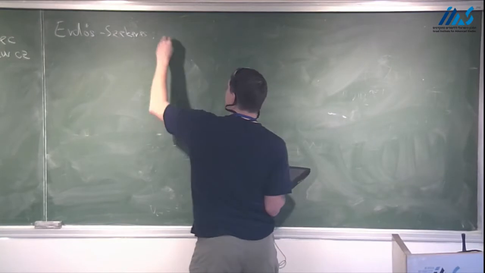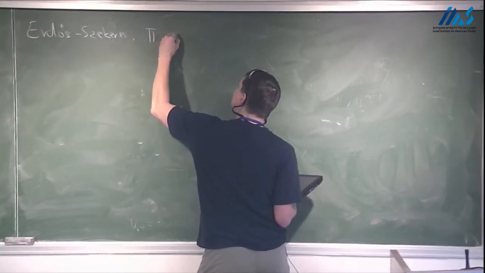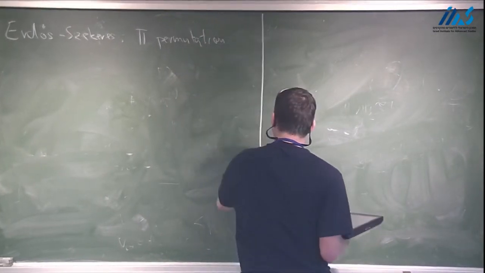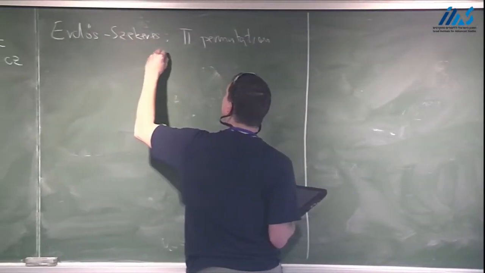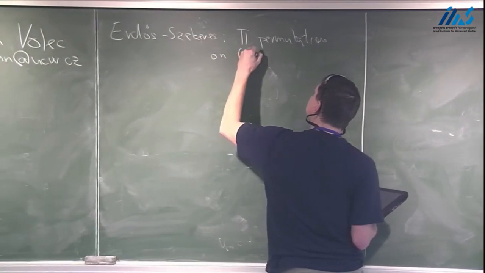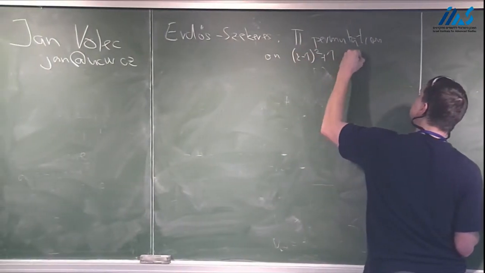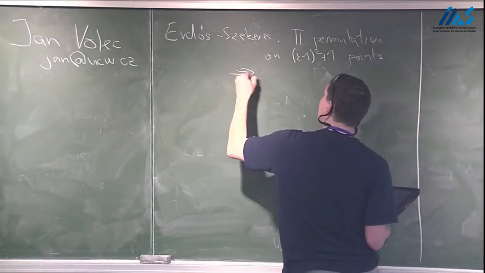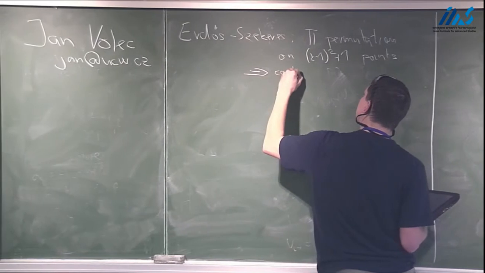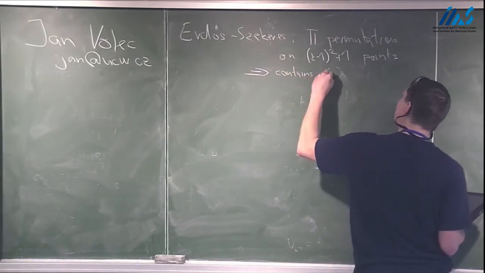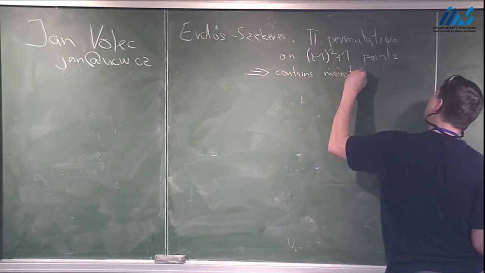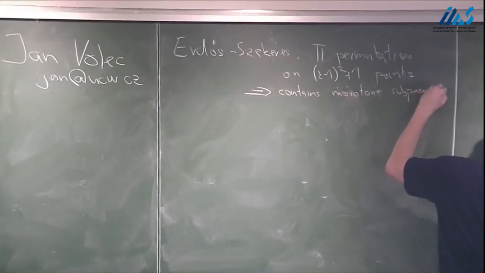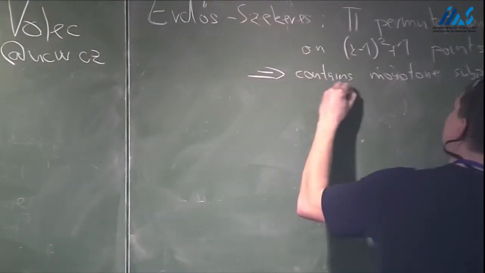One way of saying it is that if you give me a permutation pi on (k minus 1) squared plus 1 points, then it contains a monotone subpermutation of length k.